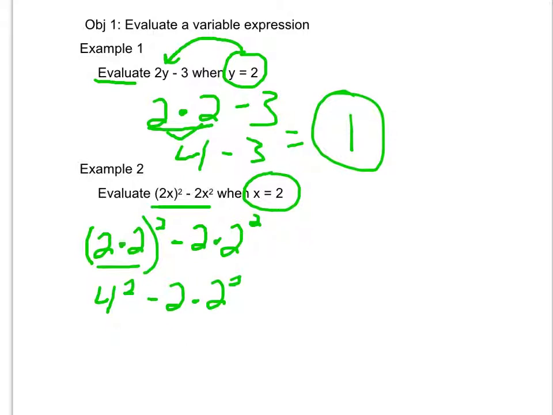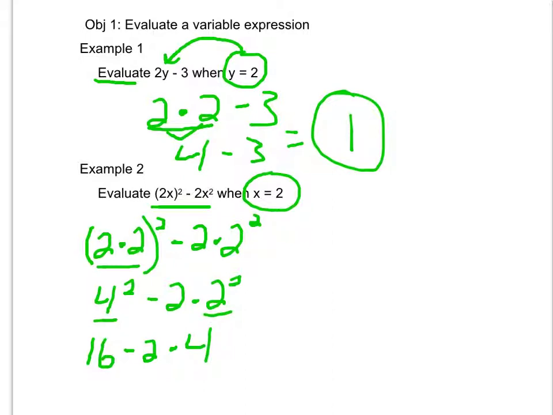Next comes the E, that stands for exponents. So we'll go ahead and take care of both of these exponents in one shot. 4 squared is 16, because that means 4 times 4. Minus, we keep the 2. There's no exponent with it. Times 2 squared is 4. So I got 16 minus 2 times 4.